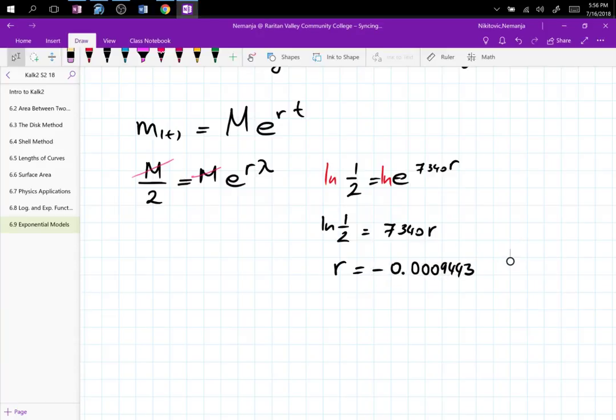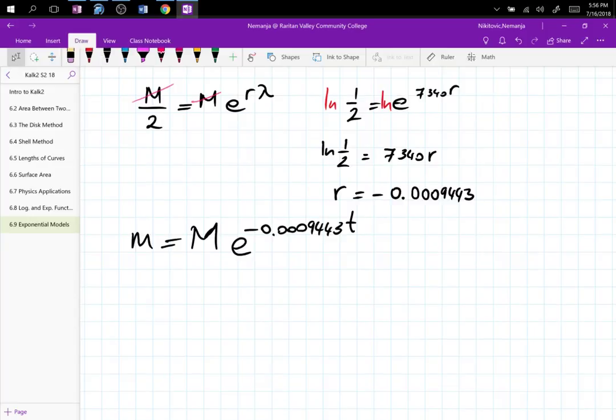All right, so now I have R, which gives me the model which says that mass at any time is initial mass times e to the negative 0.0009443t. So this is the model for thorium-229, which was used in Doramat.